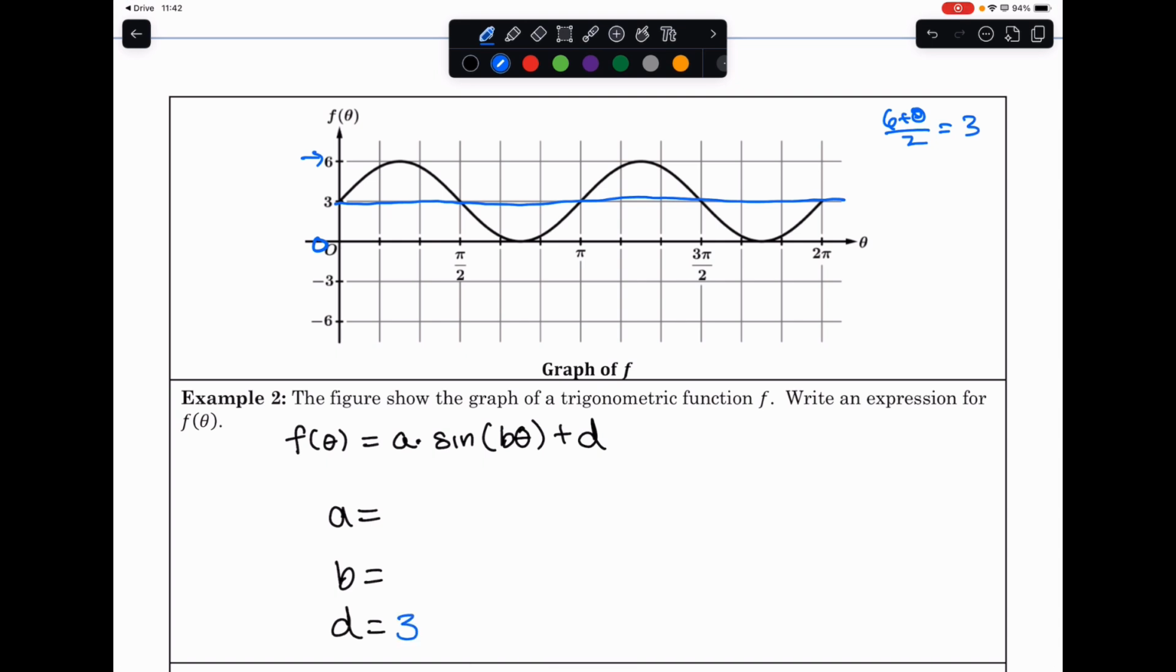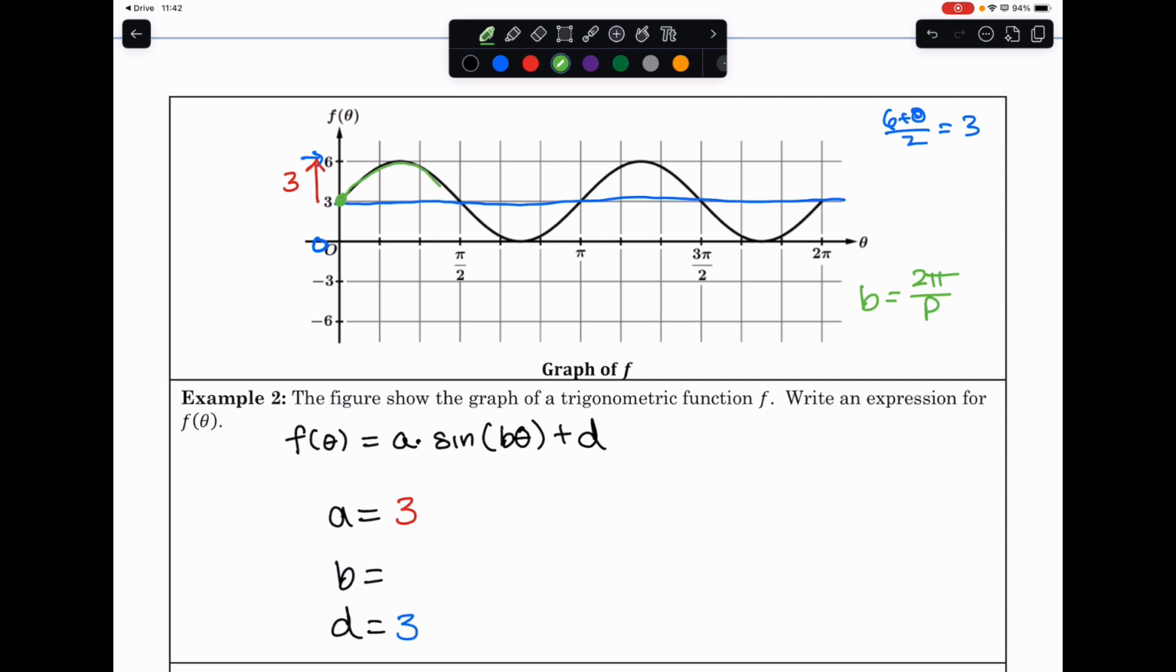To figure out the value of a, all we now do is simply count from the middle to the highest point. So from 3 to 6, that's a difference of 3. So our amplitude is 3. The only thing we need to do now is determine the value of b, which gets calculated by first figuring out what the period is. So to get the period here, I'm going to look at the distance from 0, from this point right there, and look at the length of that one cycle starting from right here.